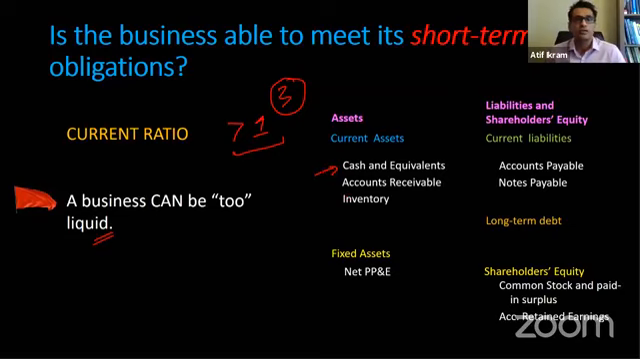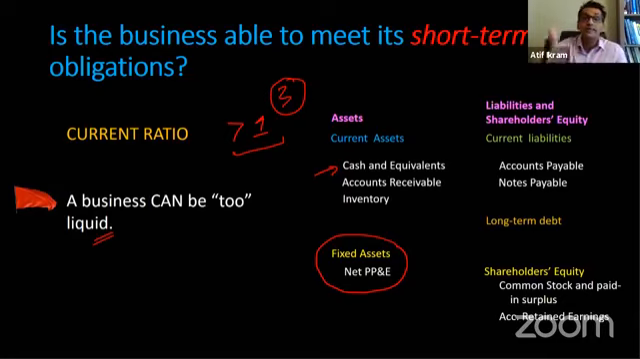Aapke paas sara kuch cash mein pada hai, aap bahut liquid hain. Koi bhi aayega aapke paas paise lene ke liye, aap foreign de denge, no problem. Lekin problem ye hai ki these are not very profitable. Aapka main money maker jo hai, wo yahan pe hota hai, your long-term investments. So, isiliye aap dekhenge ki if a business becomes too liquid, they become susceptible to takeovers. Yahan pe outside investors kahenge management ko, bhai tum niklo, I think we can make better use of these assets.